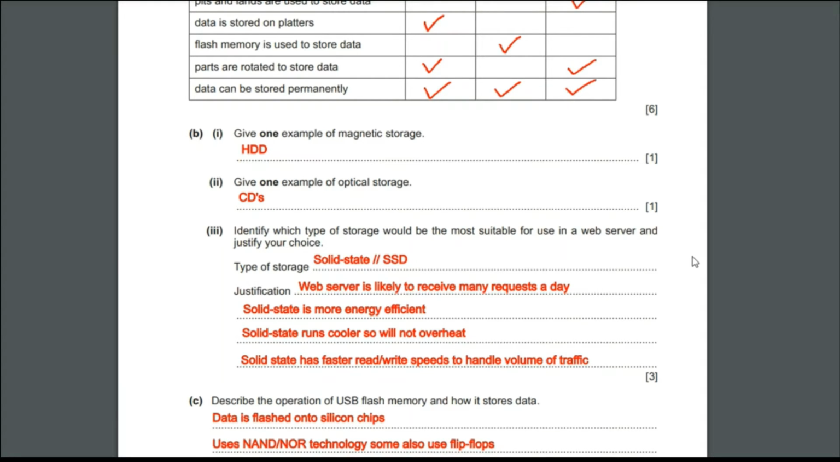And the second is that solid state devices are more energy efficient. When you take such a big web server or a large database, the operational cost will be reduced drastically when it is more energy efficient. And even the solid state device will run cooler, so it will not overheat, so the operational cost will decrease.